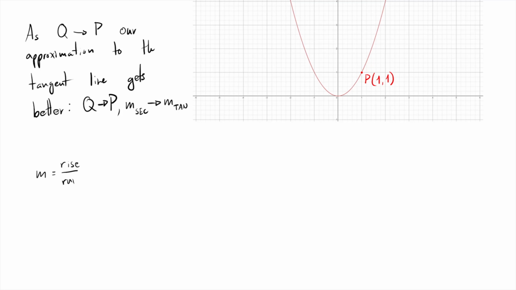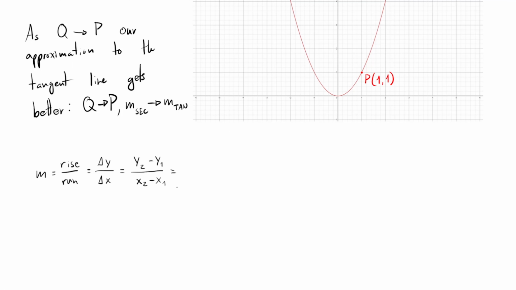And what exactly is rise over run? Well, rise over run is just the change in y over the change in x. And again, what does that mean? Well, that just means y2 minus y1 over x2 minus x1. This should just be review from like grade 9. Okay? So we know that. And now the final question is, what is y2, y1, x2, and x1?